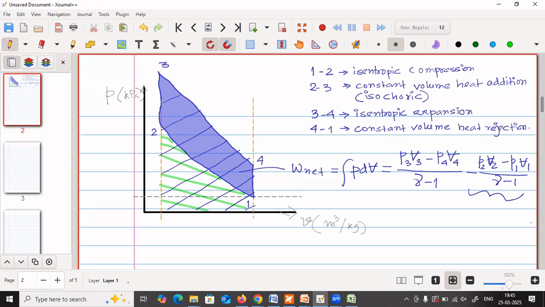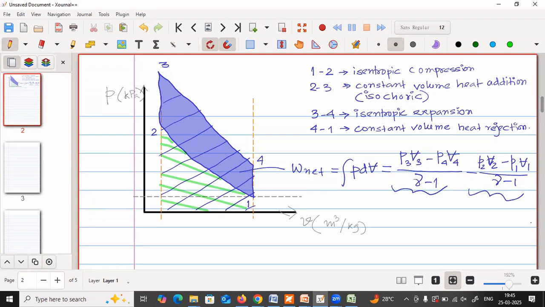and the area shaded by blue color is this one. So the net work output for the cycle is the area densely shaded by the blue color, that is the area enclosed by the cycle diagram. That is equal to P3 V3 minus P4 V4 divided by gamma minus 1, minus P2 V2 minus P1 V1 divided by gamma minus 1. So that is the work output.